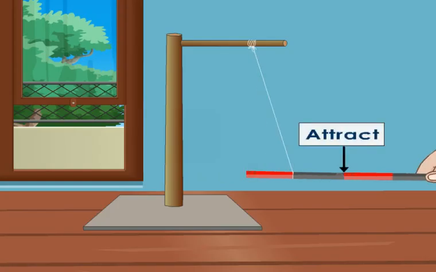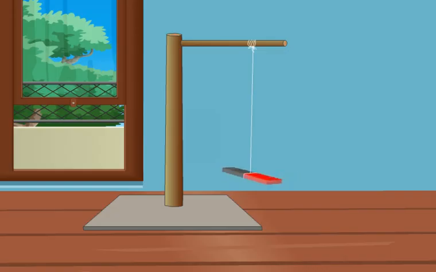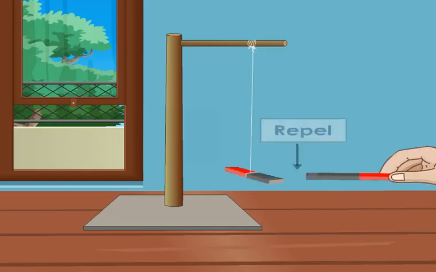Do you observe the attraction between the two poles? Now, bring the south pole of the other magnet near the south pole of the suspended magnet. Do you observe the repulsion between the poles? Obviously you do.